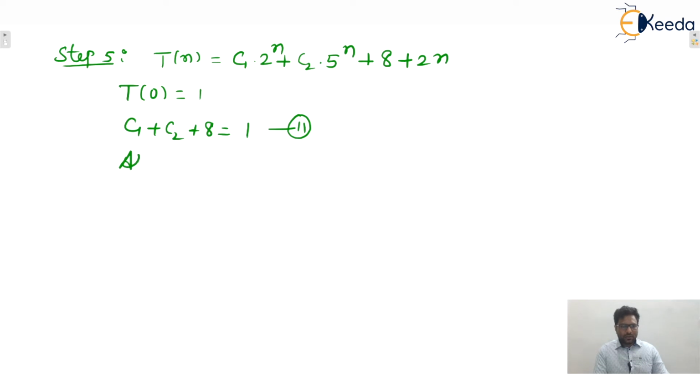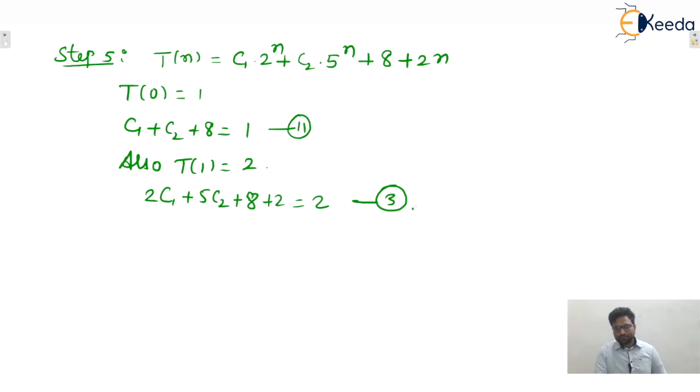It is also given that T of 1 equals 2. Then put n equals 1. So it becomes 2 C1 plus 5 C2 plus 8 plus 2 equals 2. Let's say this is equation 3. Now solve equations 2 and 3. What will be the values of C1 and C2? C1 will be minus 9 and C2 will be 2.